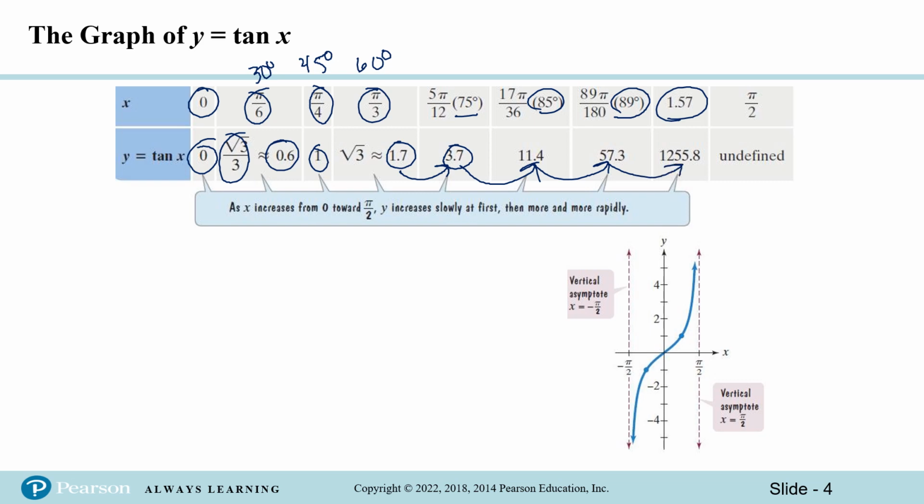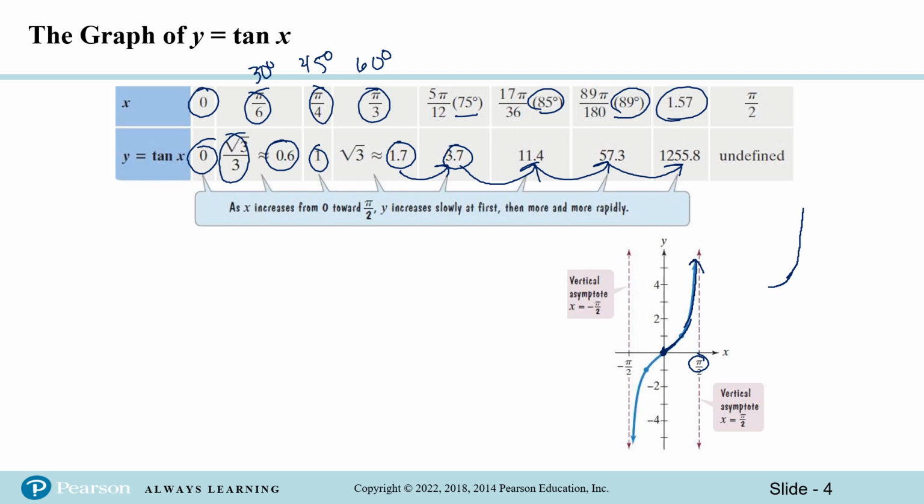So what's happening? We start out with a fairly slow increase, and then as we get closer and closer to pi over 2, the increase gets steeper and steeper and steeper. So we start at 0, and as we approach pi over 2, it gets steeper and steeper. Now we do have an asymptote at pi over 2 because the tangent is undefined at pi over 2.